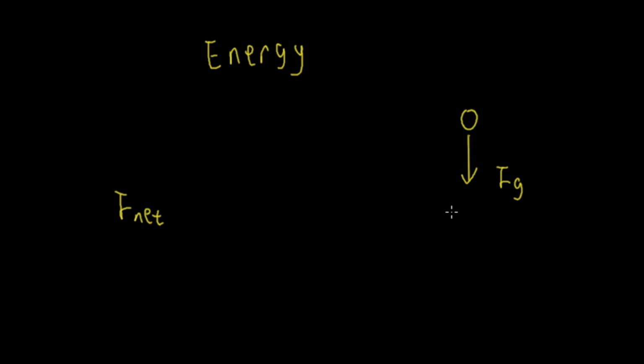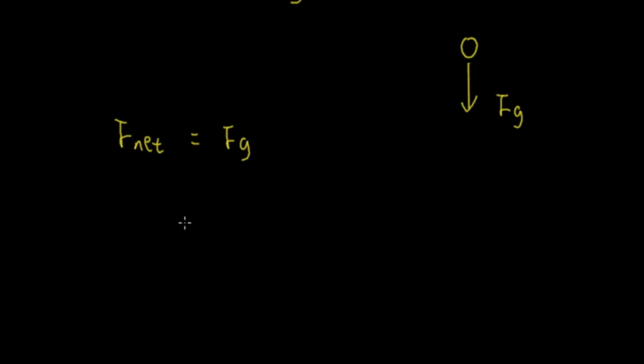We know that the only force acting on this object here is the force of gravity. So that's equal to the force of gravity, and we know that this is only in the y direction. Now, we know that the formula for the net force is mass times acceleration, and we also know that the acceleration is in the y direction here. And that's equal to, what's the formula for force of gravity? Negative mg.